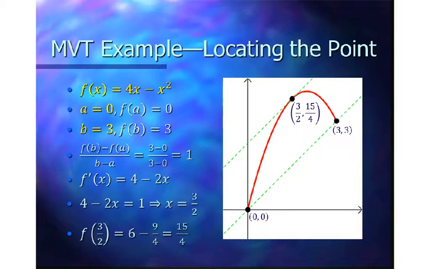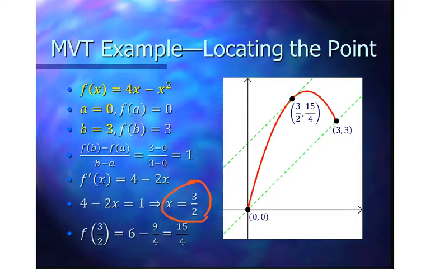Pretty easy derivative to take. F prime of x equals 4 minus 2x. We take that derivative and we set it equal to 1 because that's the slope we're looking for. So 4 minus 2x equals 1. If we solve that equation, we find that the point we are looking for occurs when x equals 3 halves. And I will do a little erasing there because I accidentally marked out the next line a little bit.